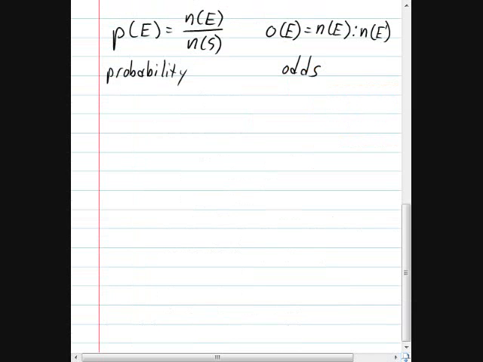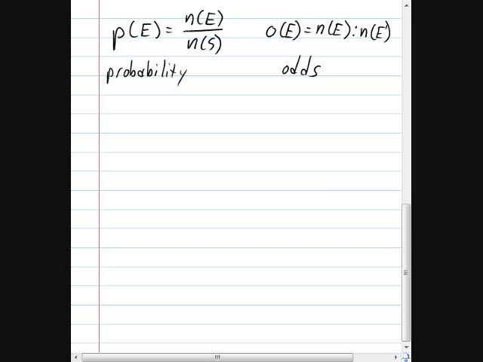So we have the definition of probability of an event. The probability of an event occurring is found by counting up the number of ways the event can occur divided by the total number of possible outcomes in the sample space. Recall that this is given that the outcomes in the sample space are equally likely.